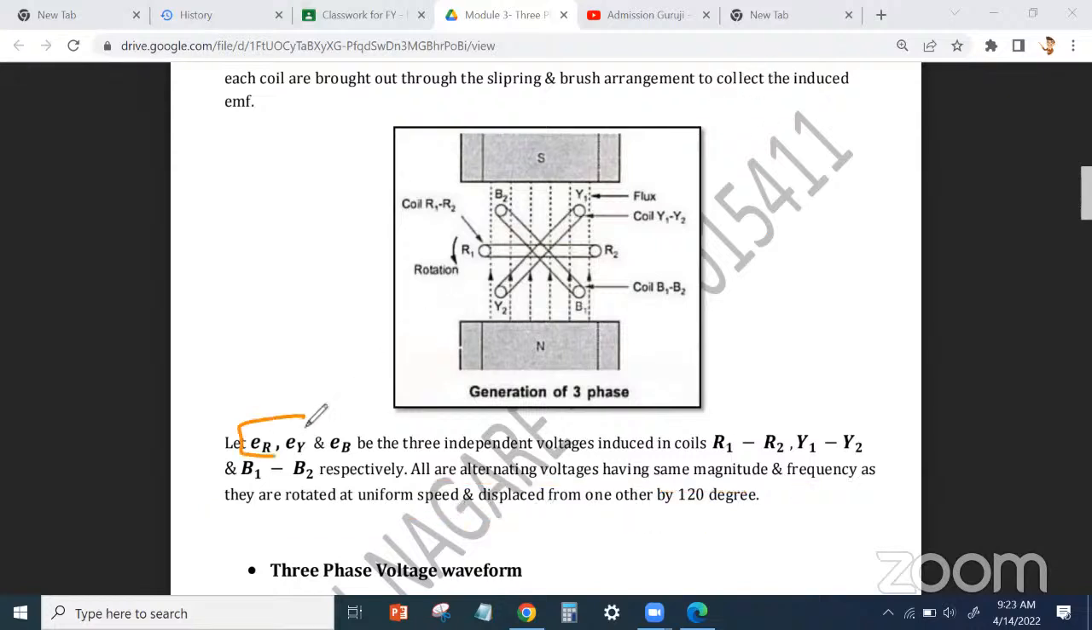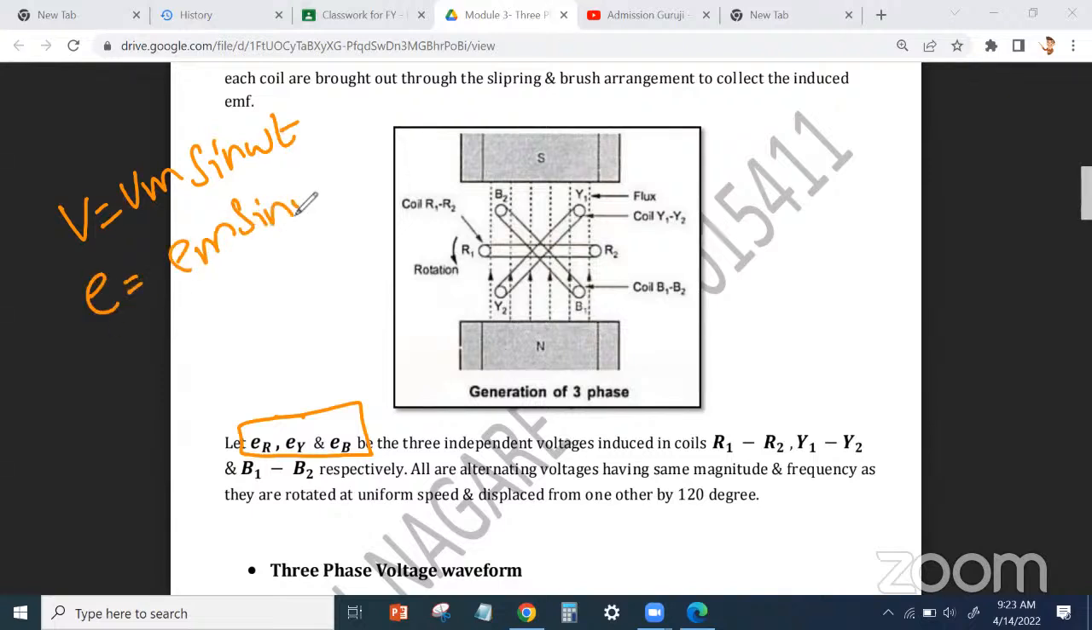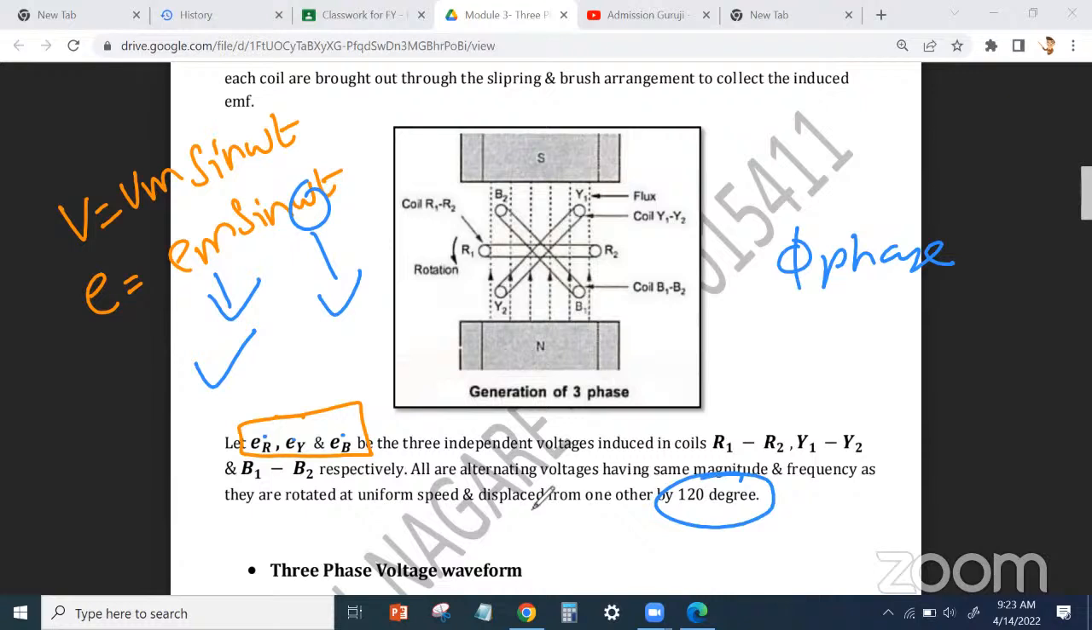तो यहाँ पे जो कुछ भी फॉर्मूला होगा, like we have V is equal to Vm sin omega t. Same EMF कैसे होगा? E is equal to Em sin omega t. So यहाँ पे कितने voltages हैं? Three: ER, EY, EB. In all the three, the magnitude is the same. This omega is also the same. Change क्या होगा? Phase. Phase will change. That is why 120 degree. उसका magnitude and frequency same हो.